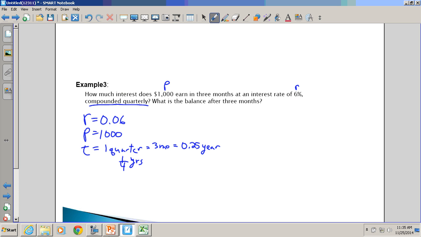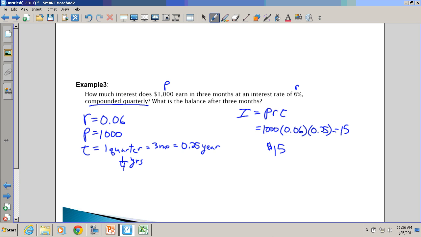Now I'm going to use my interest formula. Principal times rate times time. So my interest is going to be 1,000 is what I start with. My rate is 0.06. My time is 0.25 quarterly. If you do this out, you're going to get 15. So you have earned $15 in simple interest.